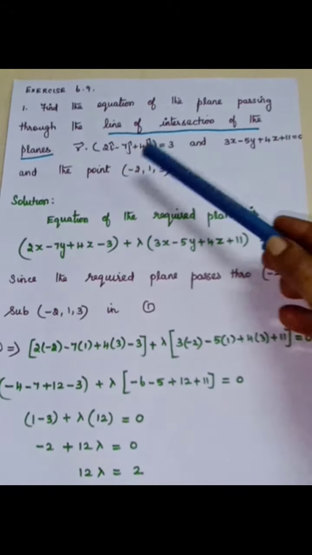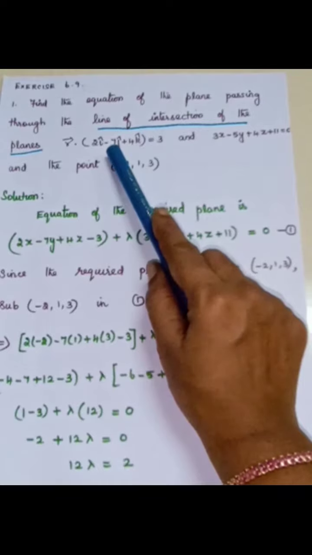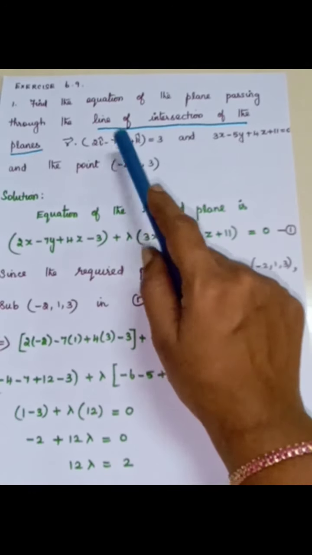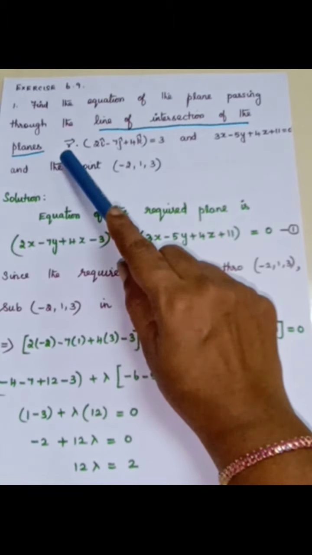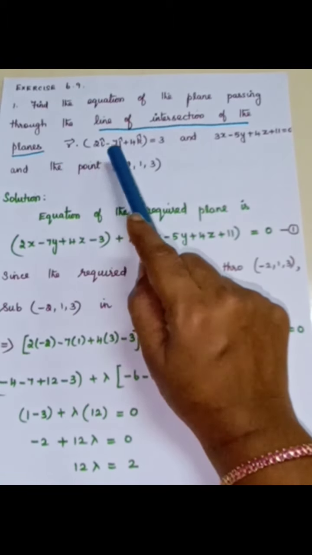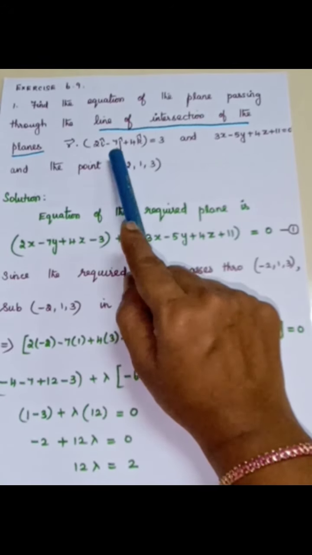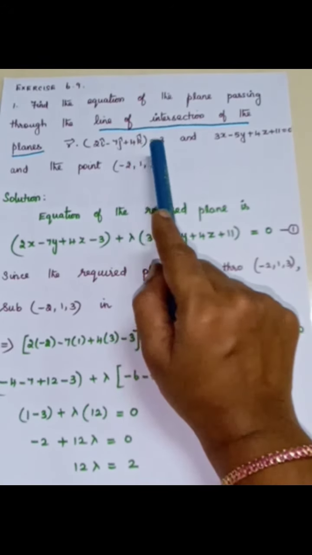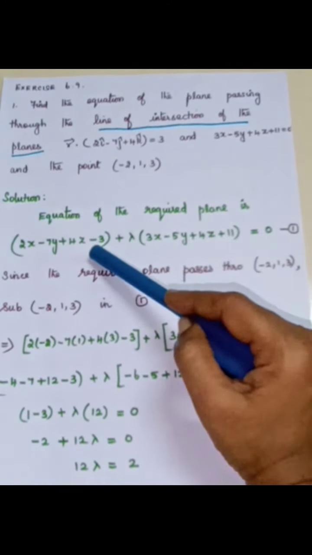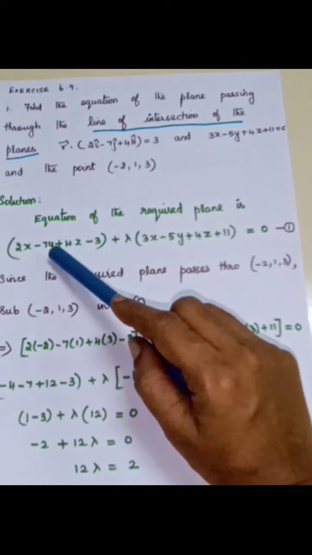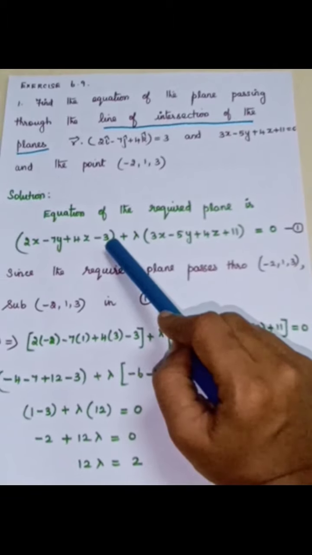second plane. See, the first plane is in vector form, so we have to write it in Cartesian form. For that you have to substitute r vector as xi cap plus yj cap plus zk cap. And if you take the dot product, it will become 2x minus 7y plus 4z is equal to 3. The 3, when you bring it to the left side, is minus 3. So therefore 2x minus 7y plus 4z minus 3, that is the equation of the first plane.